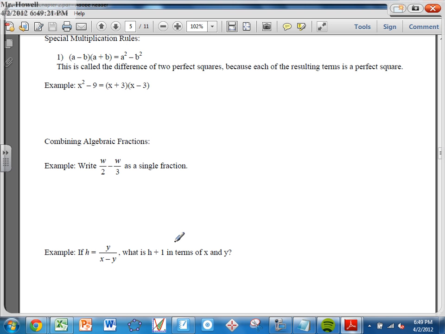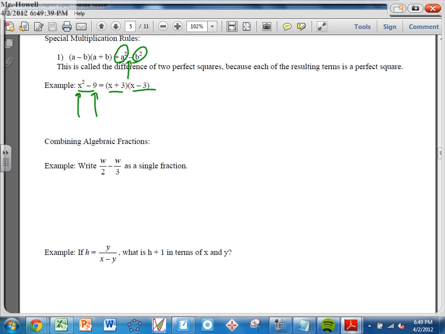Whenever these happen to be perfect squares, each term, and there's a difference in the middle or a subtraction sign, hence difference, we can simply say that we can know our rule that x squared minus 9 is x plus 3, x minus 3. Where pretty much I take the square root of this and take the square root of this. And go ahead and FOIL it back out to check.